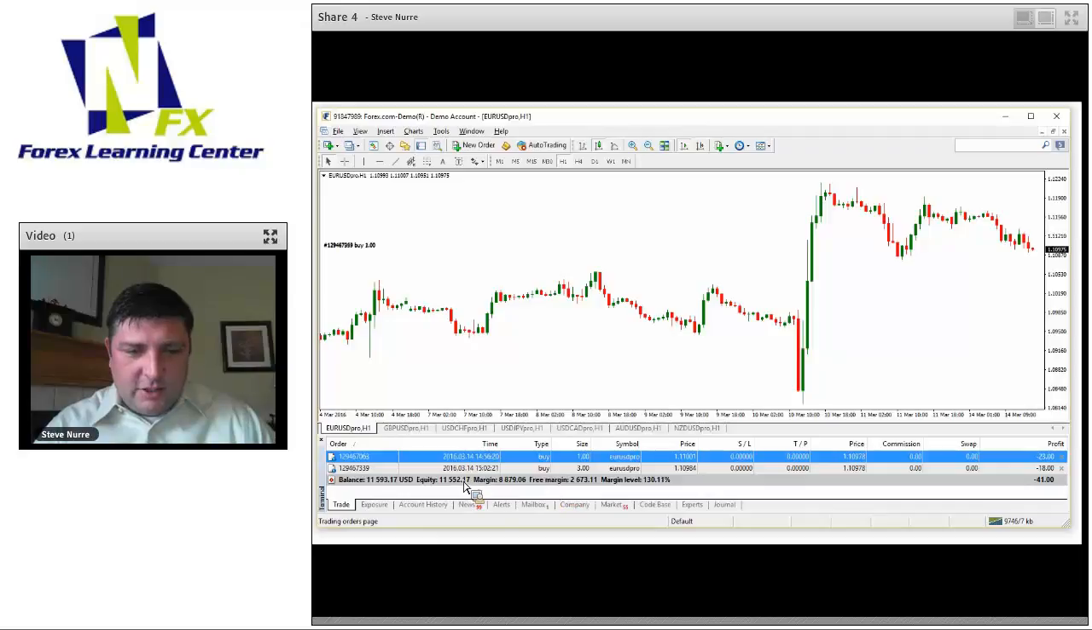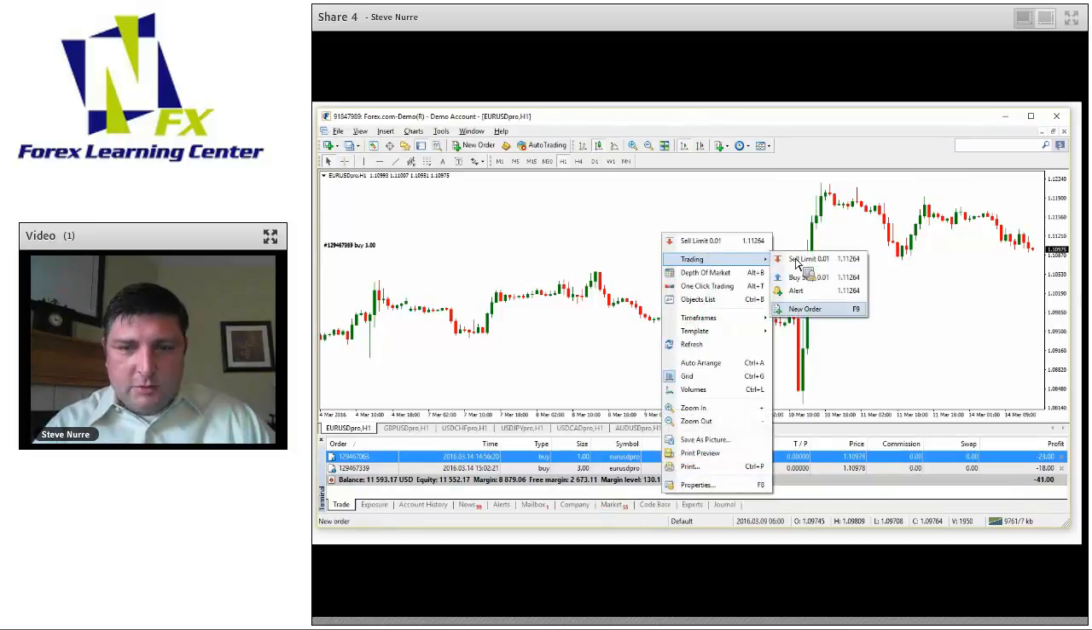Our equity is still going up and down. Our minimum margin requirement now is down to 8,870. Our minimum margin requirement is now up to 8,879. And our free margin is slowly going away. If this free margin number ever goes to 0, that's what would trigger a margin call.